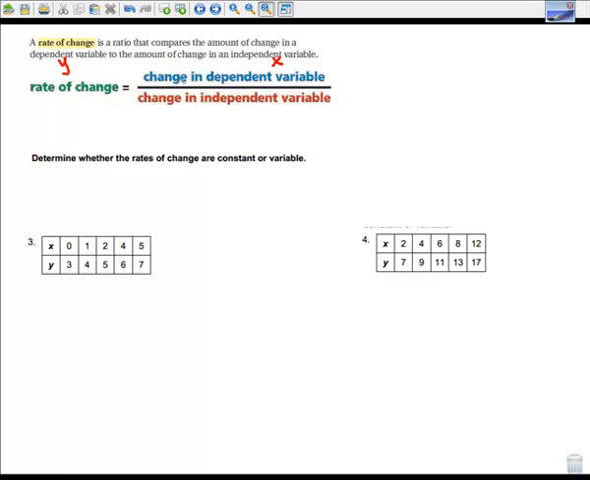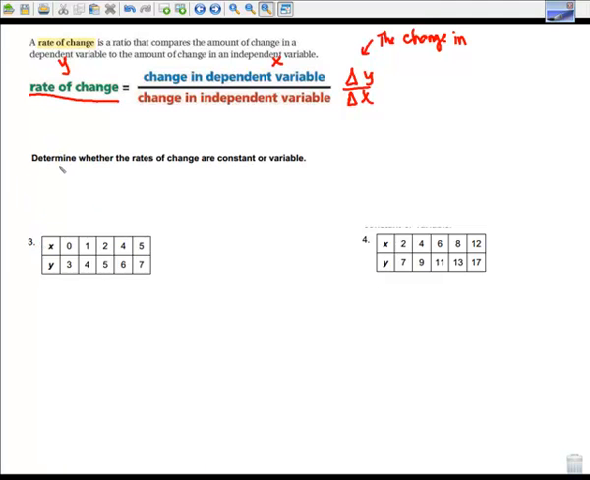Rate of change is the change in the dependent variable, and I want you to write this down, but it's a shortcut. This means the change in, and this is the Greek letter delta. It's not really a triangle. So it's the change in y divided by the change in x. That's our rate of change.